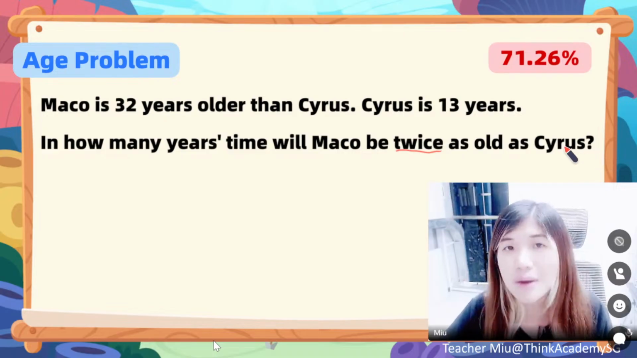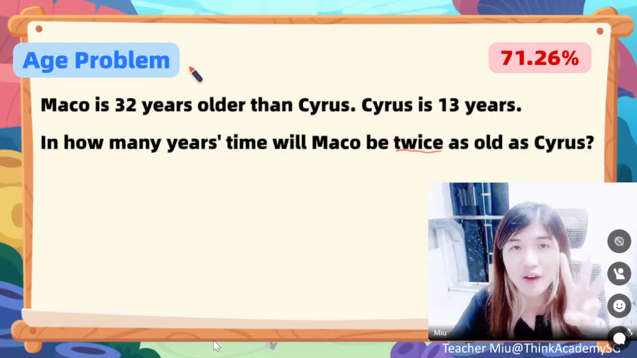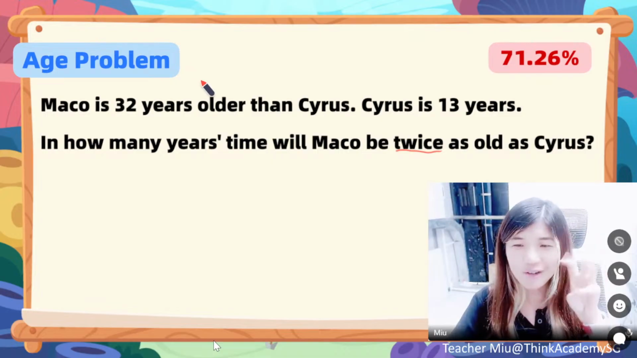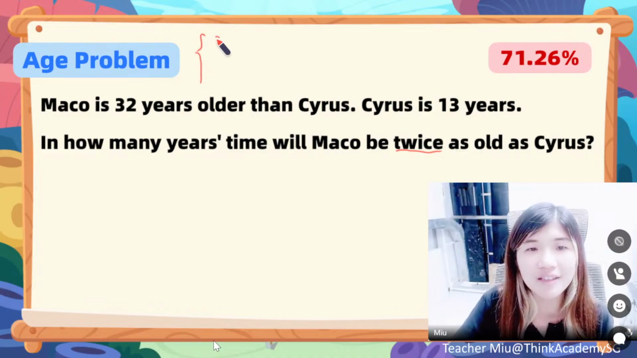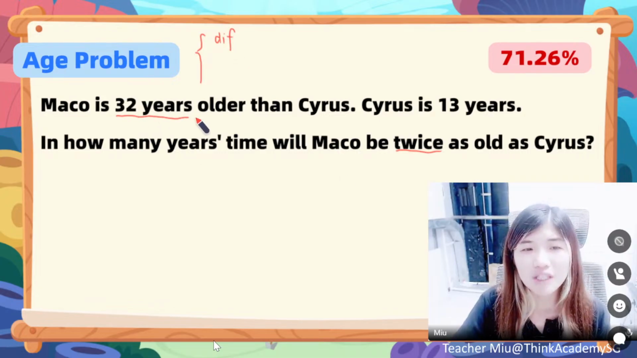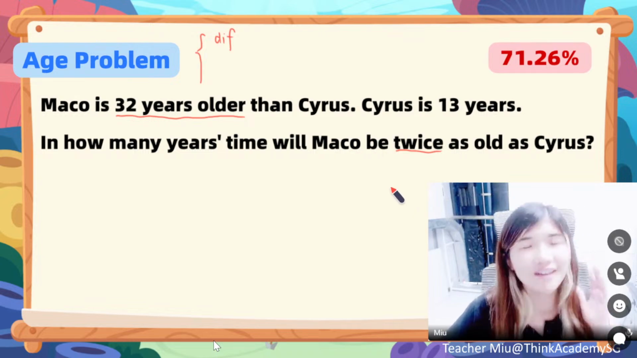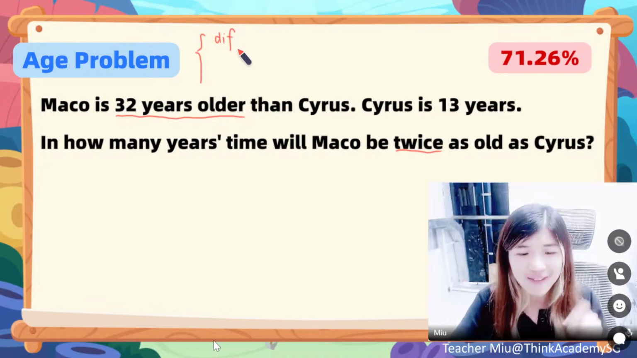Guys, do you remember, for age problems, we always talk about 3 very important things. Do you remember what they are? The first thing is that the difference never changes. Marco is 42 years older than Cyrus, so Marco will be forever 42 years older than Cyrus. Right? So the difference never changes.